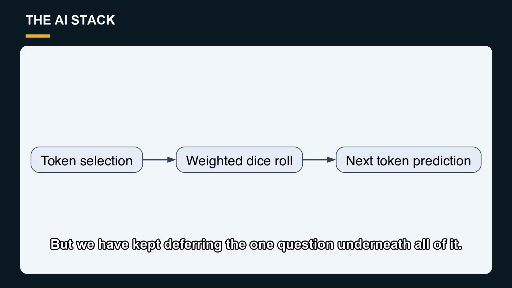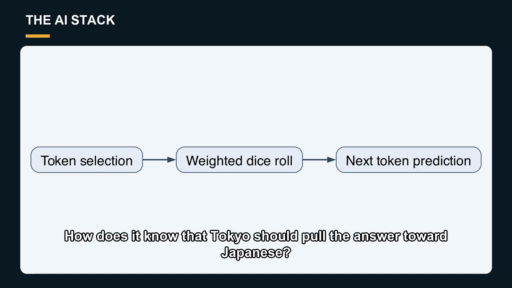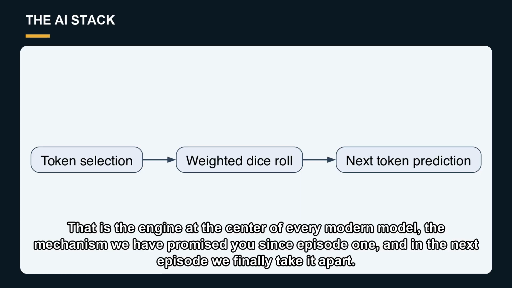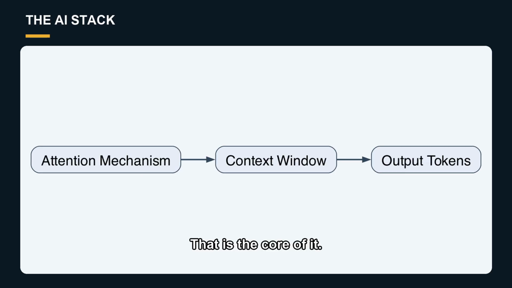But we've kept deferring the one question underneath all of it. How does the model actually weigh everything you have said to decide what is likely to come next? How does it know that Tokyo should pull the answer toward Japanese? That is the engine at the center of every modern model, the mechanism we have promised you since episode 1, and in the next episode we finally take it apart. Attention. That is the core of it.